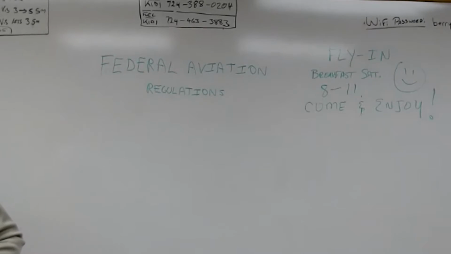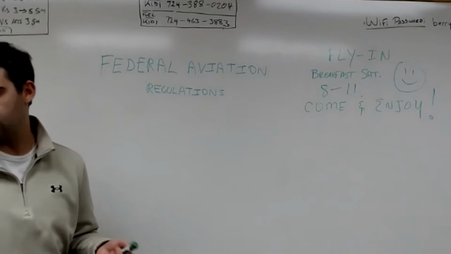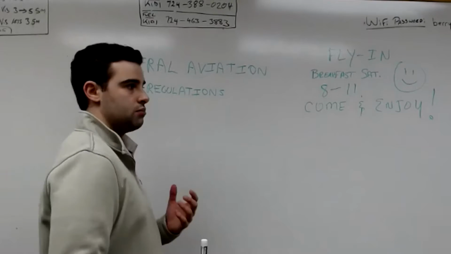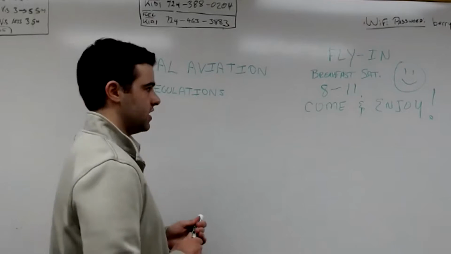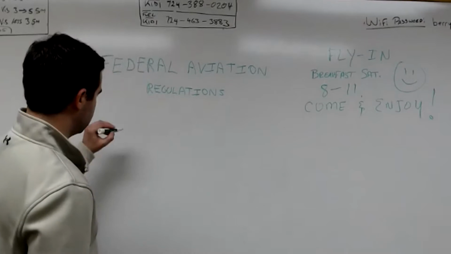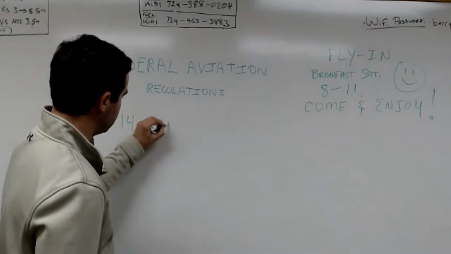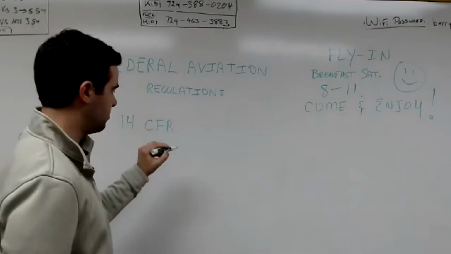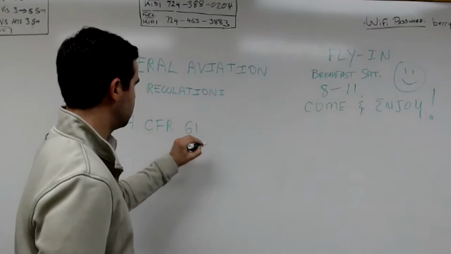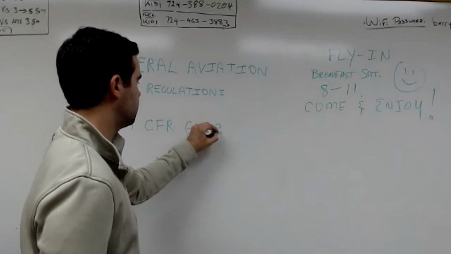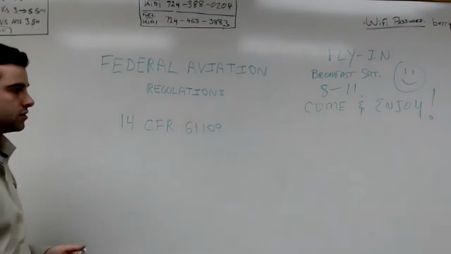So for example, taking a look at FARs, a lot of the questions that the FAA is going to pose will look like this. It'll state 14 CFR, and then I'm just going to pick a random number, 61.109. That's the example that the workbook used.